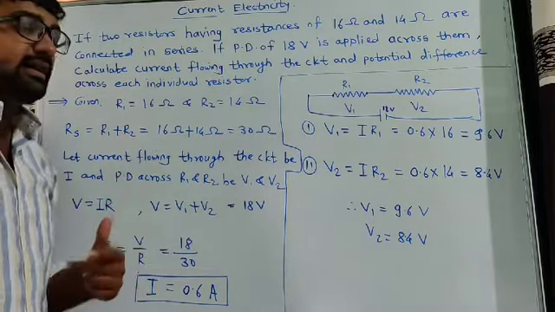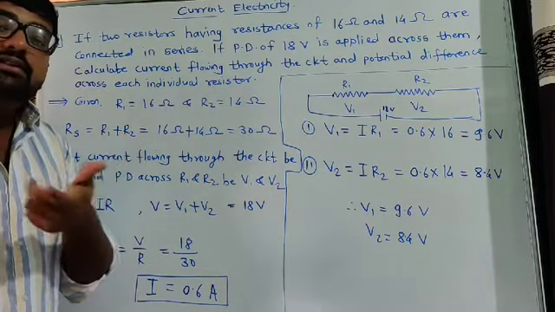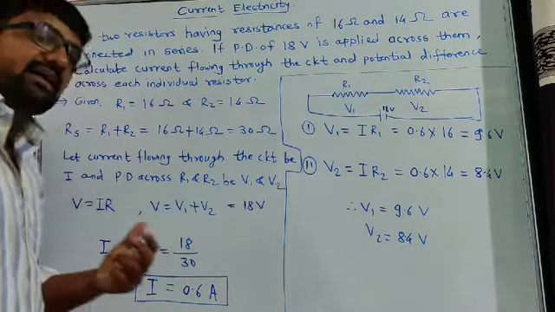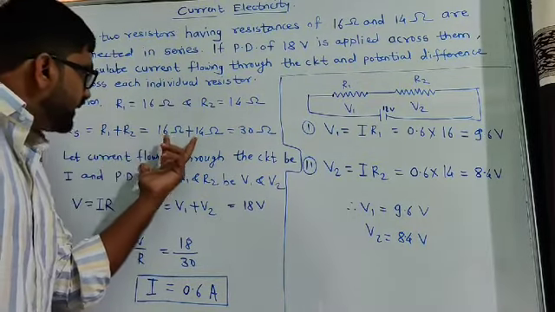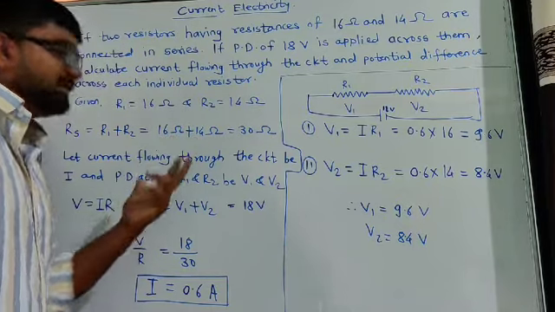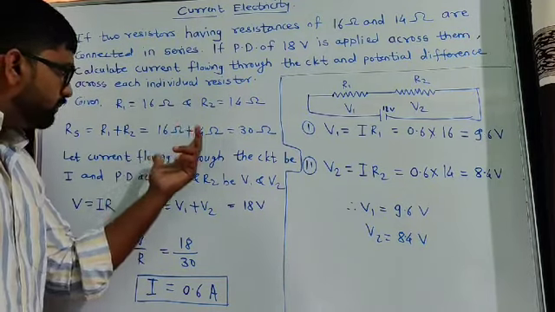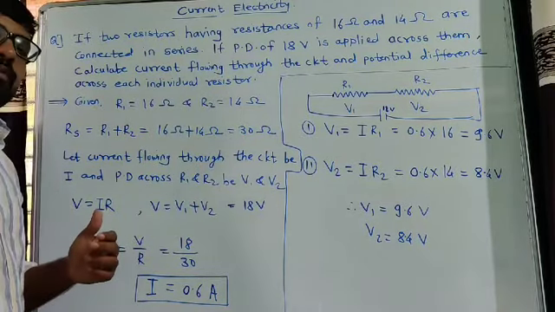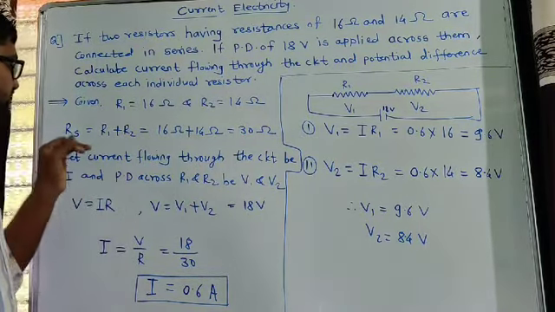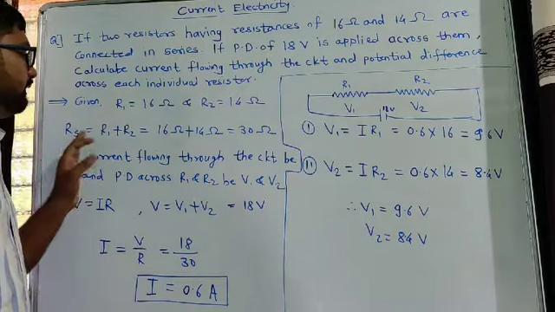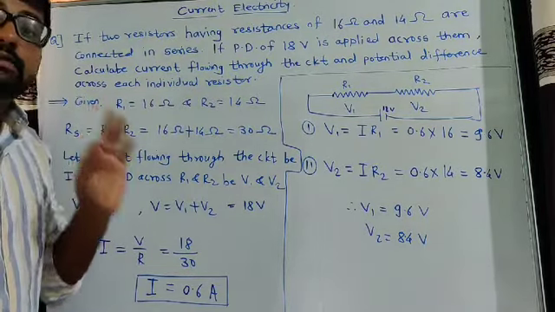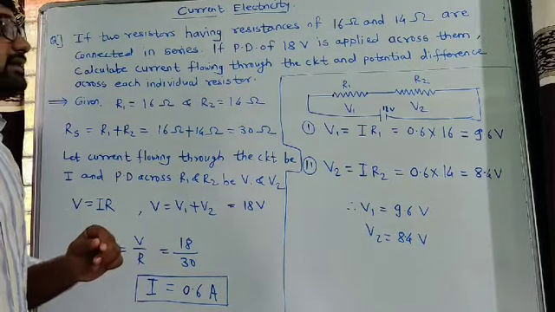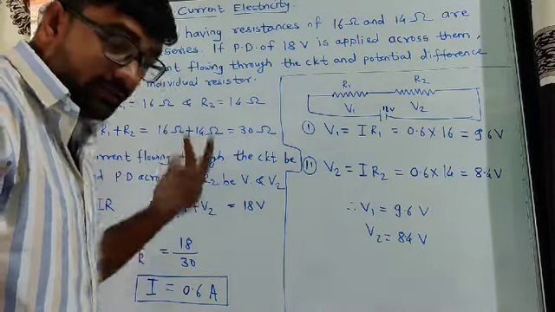If 4 resistors are there, then we have to take the addition of all 4 resistors. But here only 2 resistors are given, that is why we have to take the addition of these 2 resistors. So 16 ohm plus 14 ohm, total 30 ohm is the equivalent resistance of this circuit when they are connected in series. So 30 ohm is the series equivalent resistance of this circuit.